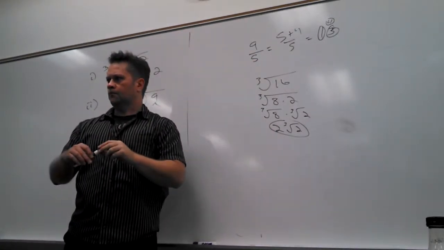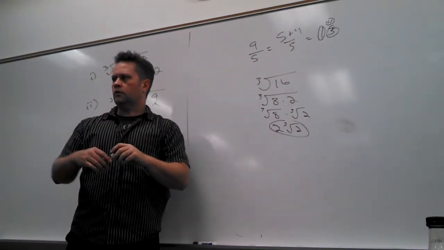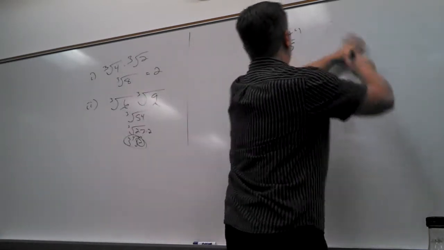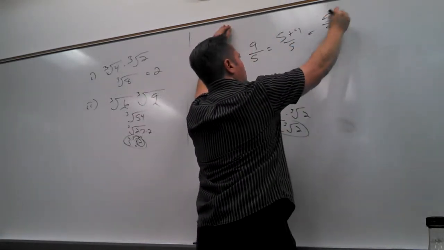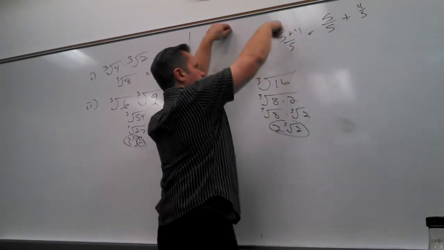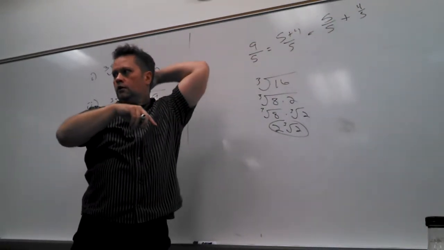I don't get how that works though, because it's 5 plus 4, and you can. Totally. So this is 5 over 5 plus 4 over 5, because they're both being divided by 5. You're right.